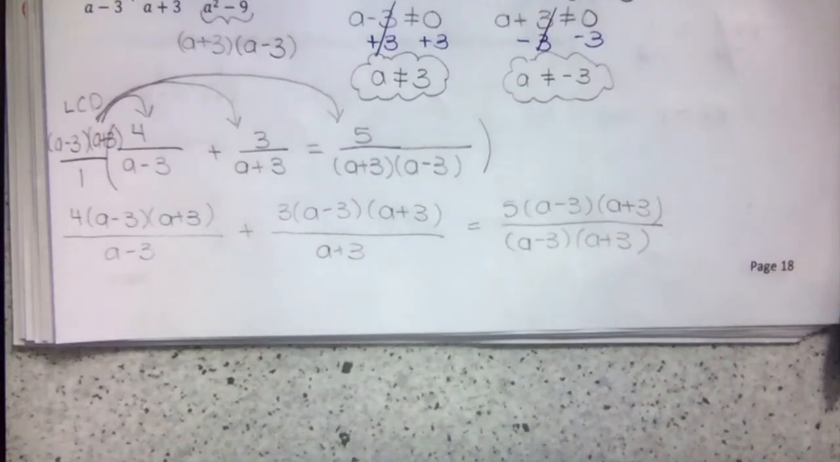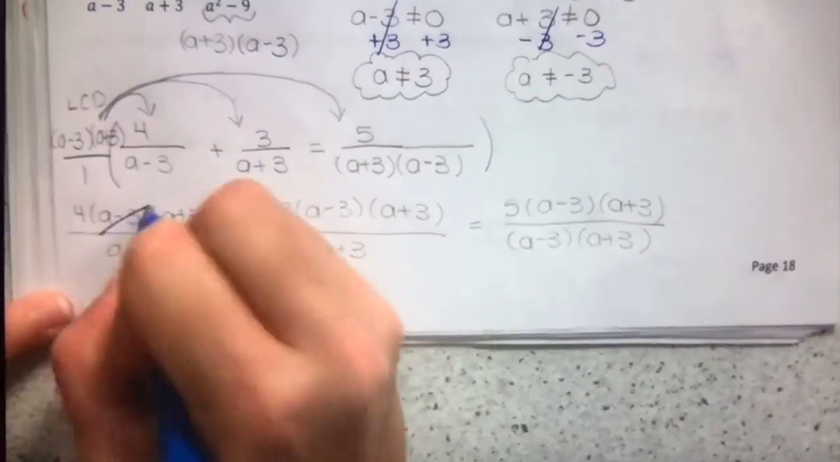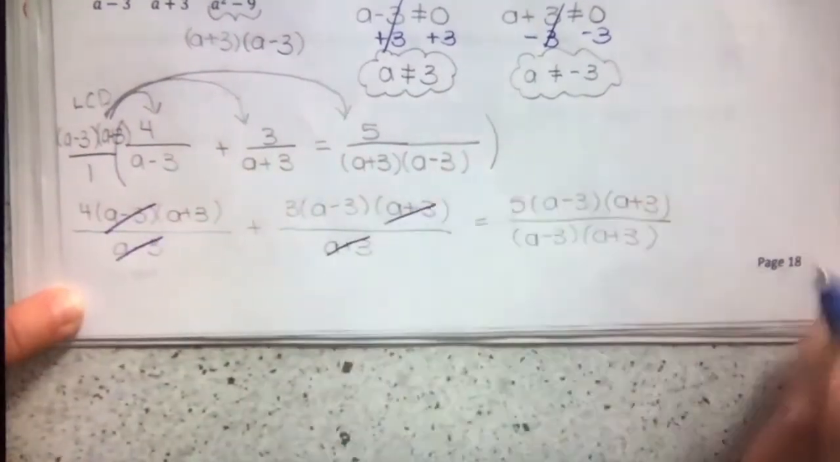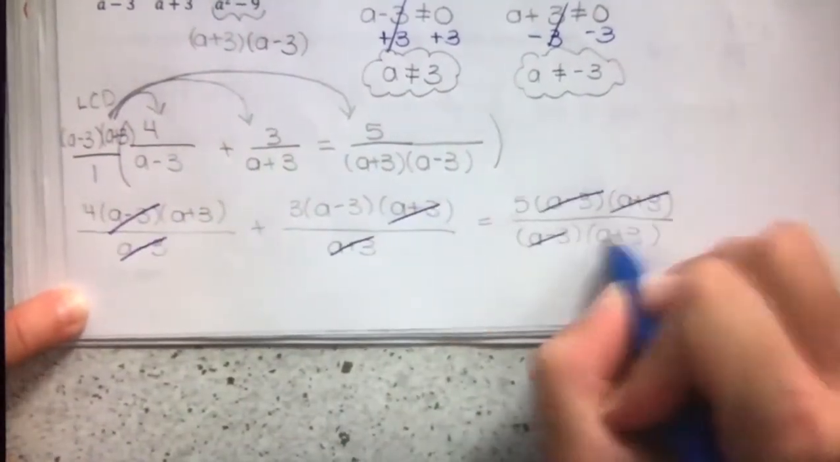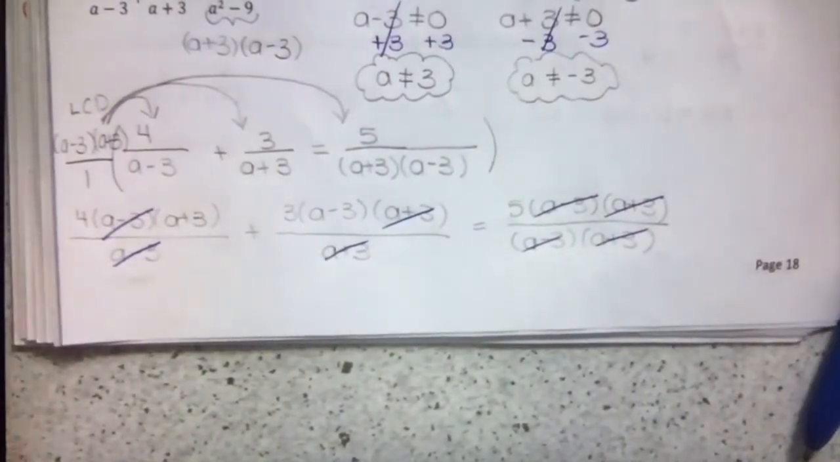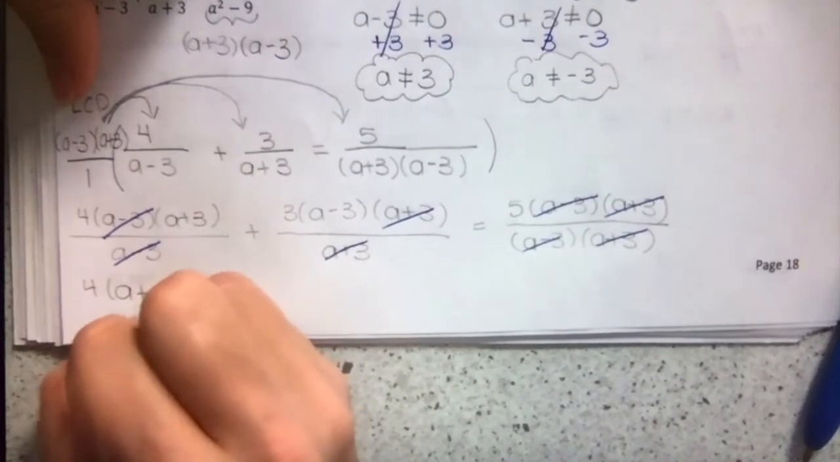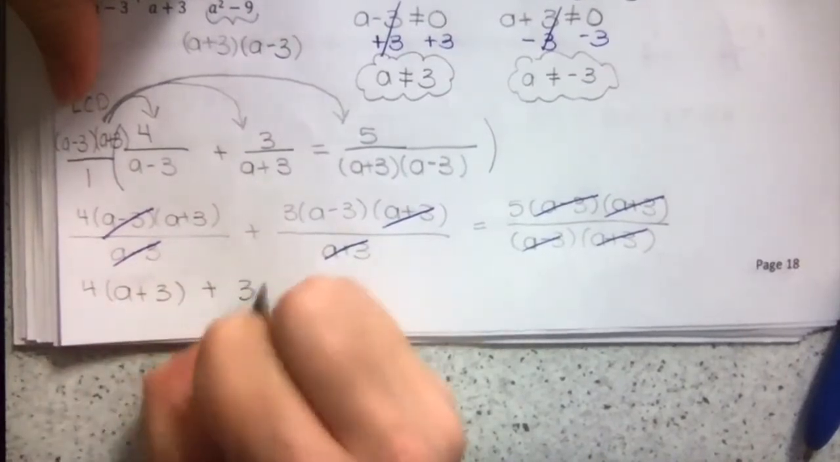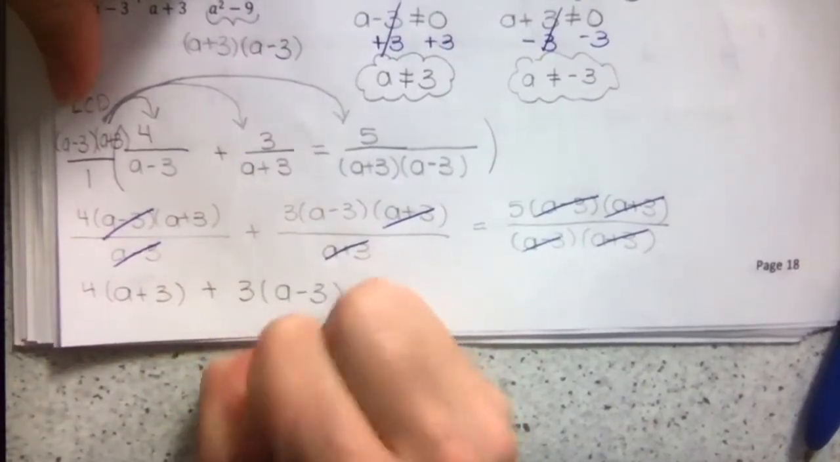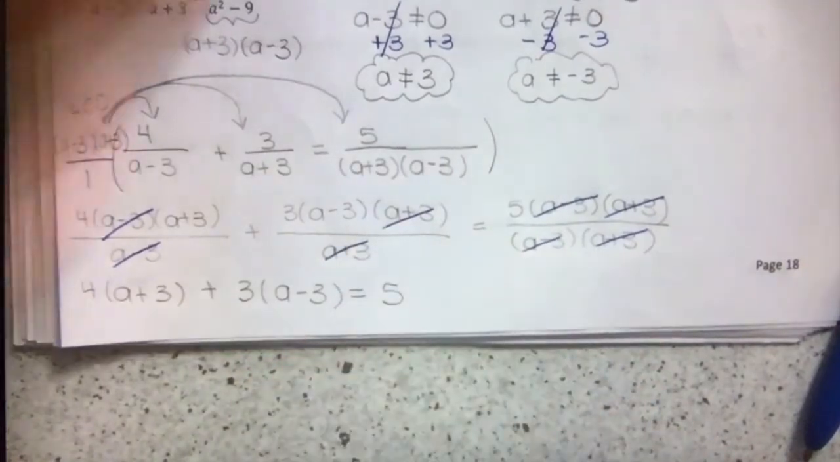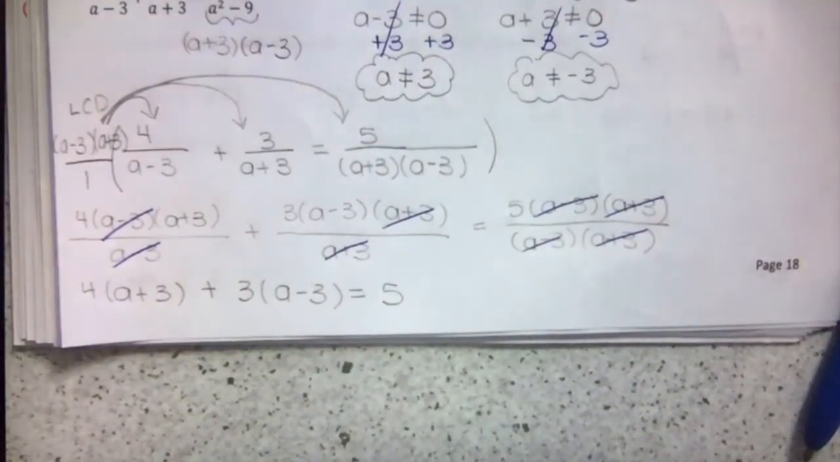Now whenever we cancel stuff out, our fraction should go away. So a minus 3's cancel, a plus 3's cancel, and then both a minus 3 and a plus 3 cancel out. So we're left with 4 times a plus 3 times a minus 3 equals 5. Now we have a single line equation where we can solve this normally, so to speak.